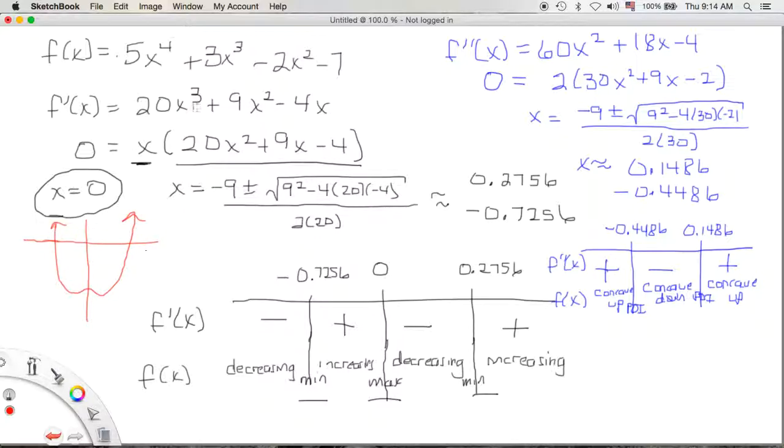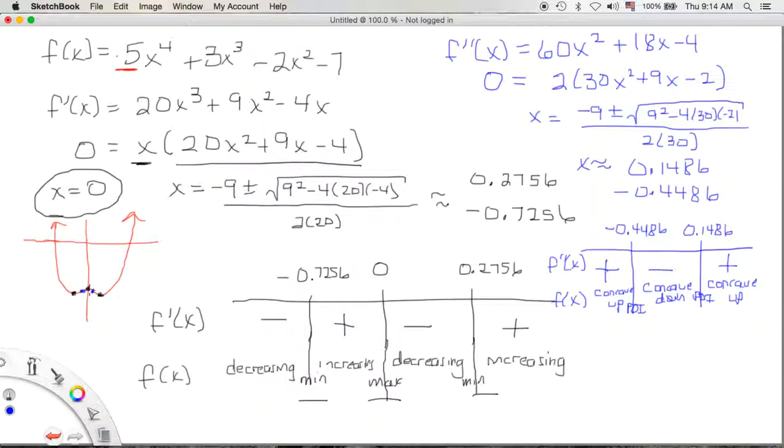So we knew it was going to be both tails up because it's a fourth degree polynomial with a positive leading coefficient. And we knew we had a maximum here at 0 and a minimum at negative 0.7254 or 7256, and then another minimum at 0.2756. Obviously my drawing's not really good to scale. And then our points of inflection, we've got them here at negative 0.4486 and here at 0.1486.